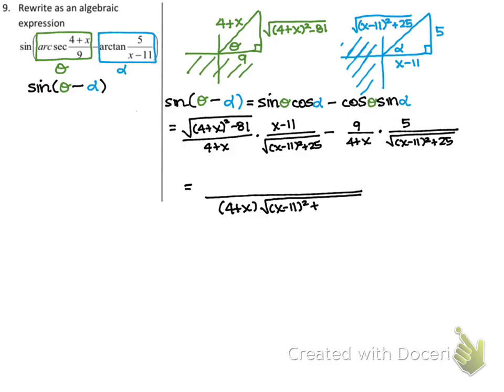x minus 11 squared plus 25. I'm going to erase some of that extra off the end. Okay, I'm going to take my x minus 11, put it out in front so I don't accidentally sneak it inside the square root symbol. 4 plus x squared minus 81, and then minus, well, 9 times 5 is 45. Okay.